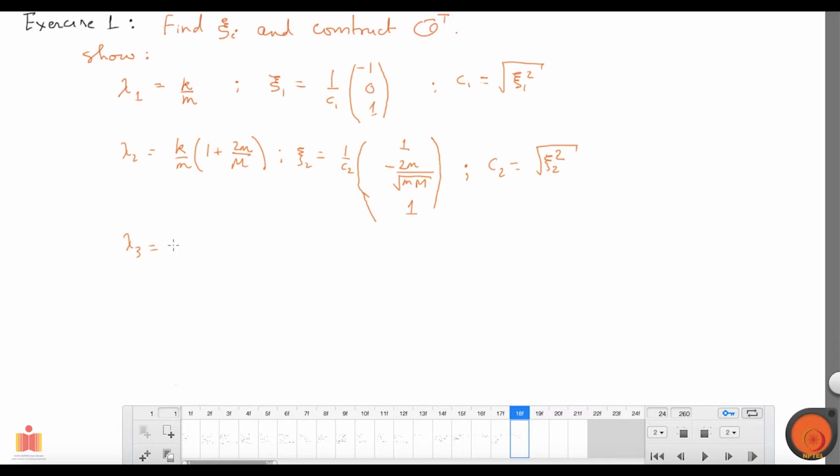And for lambda 3 equal to 0, you will get xi3, 1 over c3, 1, then you have capital M over small m in the square root, and then you have 1 here. Okay, and as before, c3 is xi3 square under root.